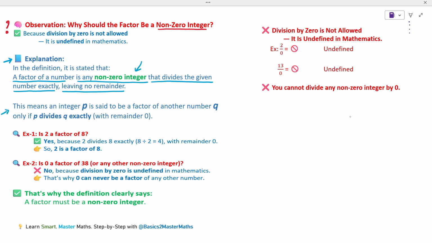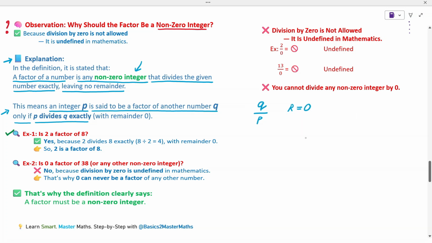This means an integer p is said to be a factor of another number q only if p divides q exactly. That is, when you divide q by p, the remainder should be 0. Got it?